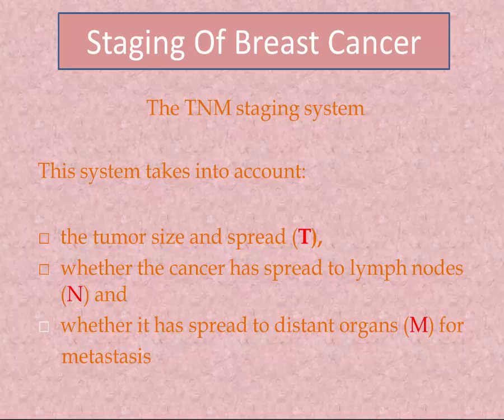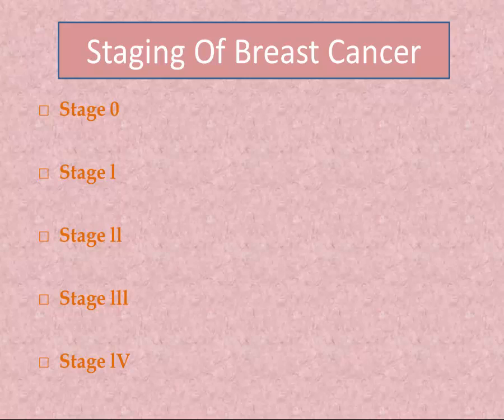Staging of breast cancer. The TNM staging system. This system takes into account the tumor size and spread, T, whether the cancer has spread to lymph nodes, N, and whether it has spread to distant organs, M, for metastasis. Stage 0, Stage 1, Stage 2, Stage 3, Stage 4.